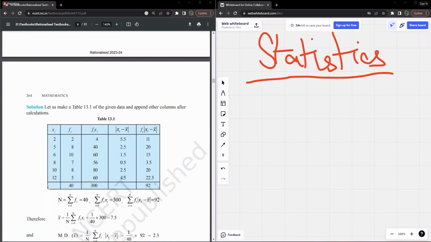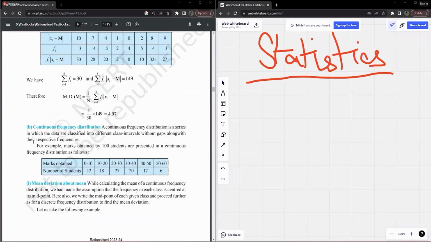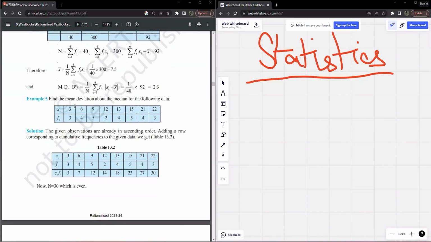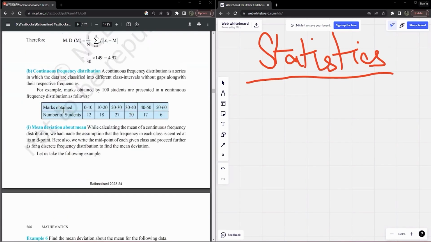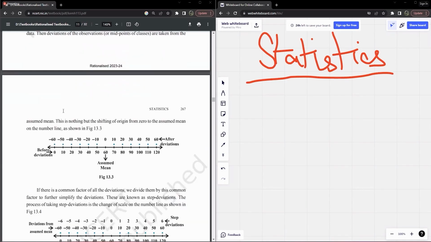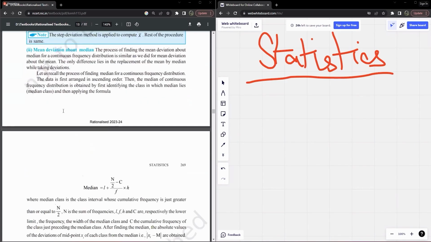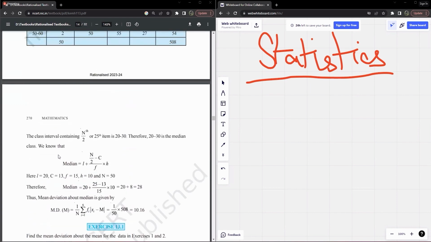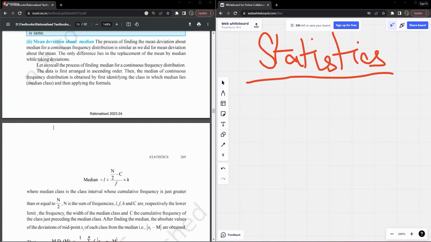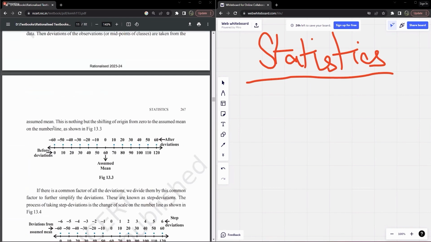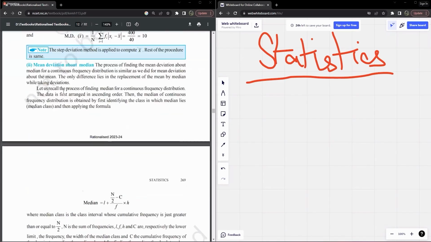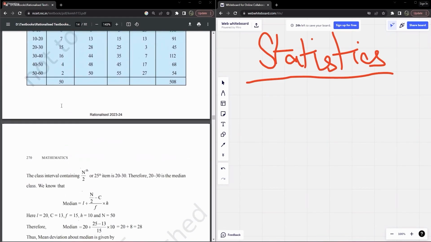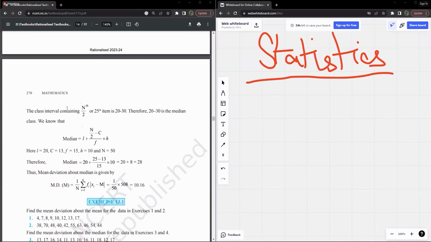These are all mean deviations about means, and then different mean deviations for different types of data sets, and then mean deviation about medians. So that's all there is over here. You have your mean deviation about means, you have mean deviation about medians, and you have a short blurb about the quartile deviation and the standard deviation.